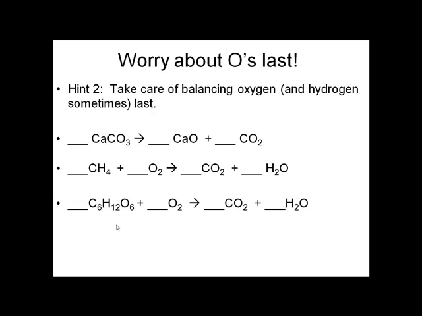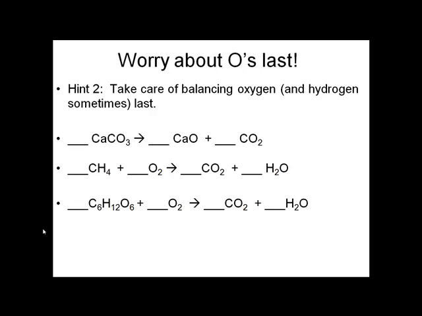Hint number 2, worry about oxygens last, and sometimes hydrogen. We do this because oxygen is very reactive and it tends to form a lot of different compounds. So like in our first example, it's in all 3 of those compounds. So if you were to change one of them, you're changing the oxygens. So you don't even worry about the oxygens until the last element.